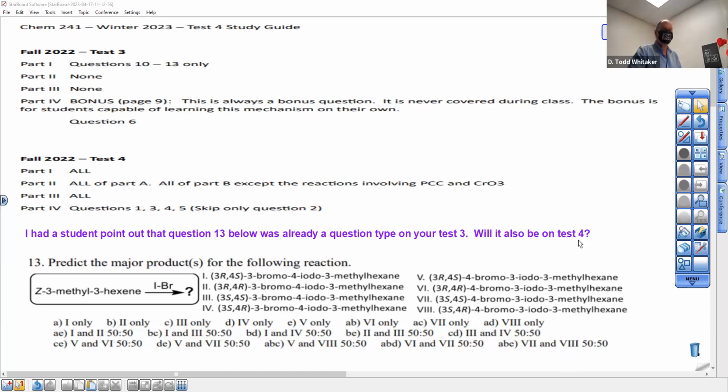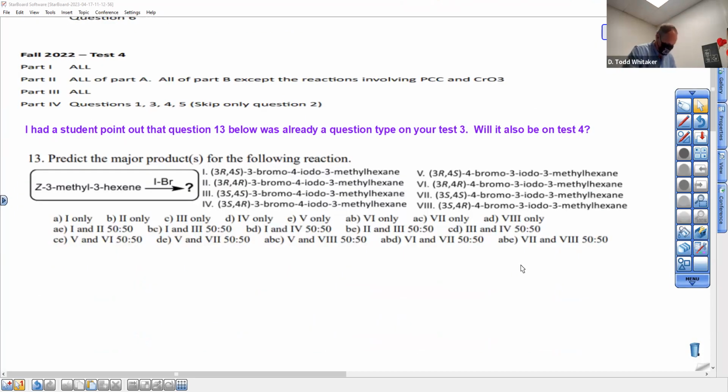So let's invent a new reaction that's relevant for the material on test 4 that has the same kind of format. This is basically, do you understand the stereochemical consequences of this reaction? Whoa. Stereochemical consequences. That sounds fancy. So here's what I'm going to do. I'm going to make it real.